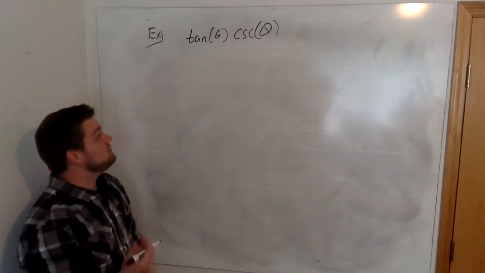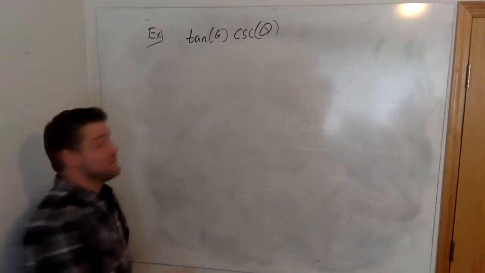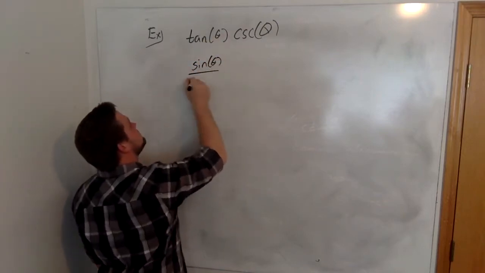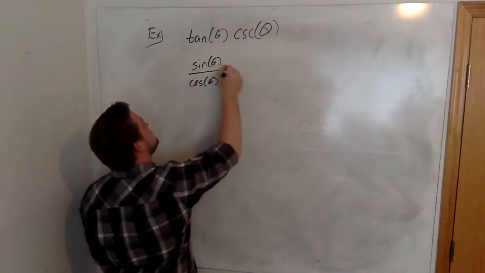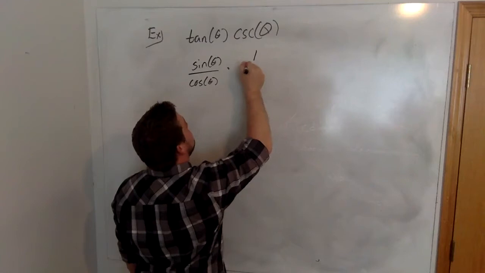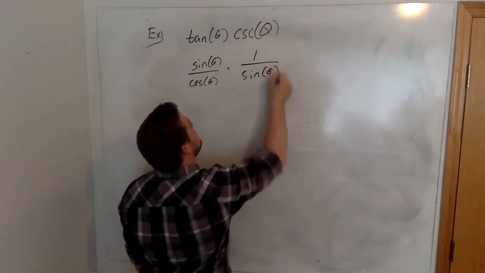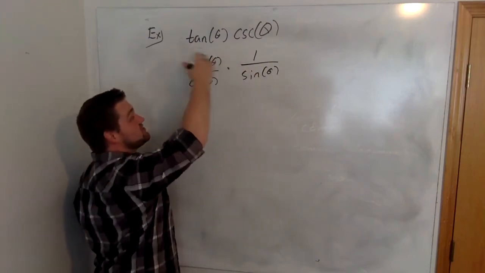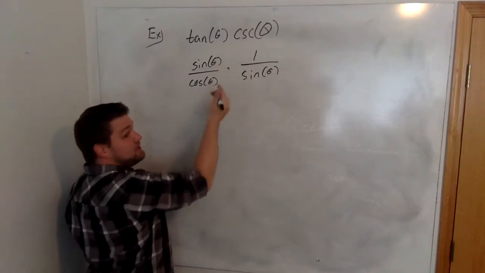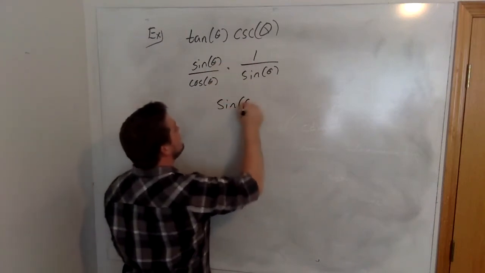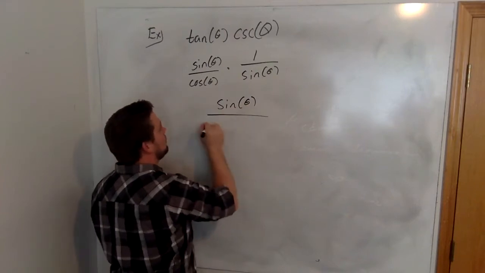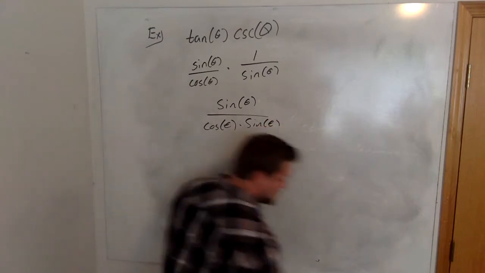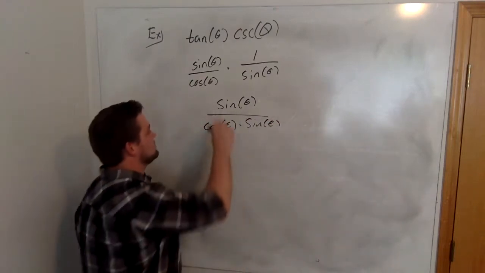Okay, let's try it. First thing I'm going to do is write everything in terms of sines and cosines. Tangent of theta is the same thing as sine of theta over cosine of theta, times cosecant, which is the same thing as 1 over sine of theta. Hopefully you can see that we could cancel these sines out. If you don't like that, we can multiply these fractions together. This is the same thing as sine of theta times 1 all over cosine of theta times sine of theta. We have a common factor of sine of theta, so those will cancel out.